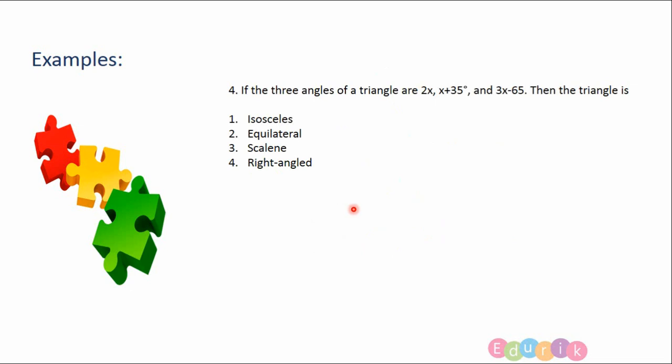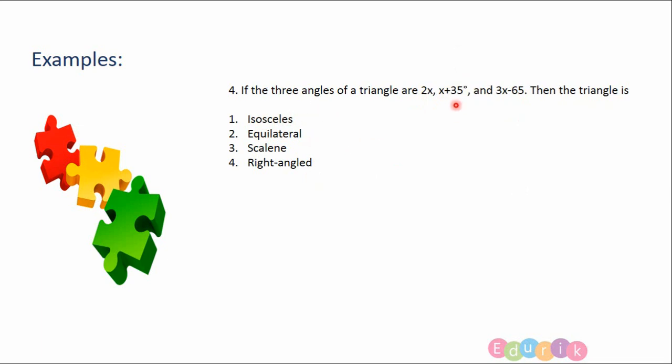Now we have another question here. If the three angles of a triangle are 2x, x plus 35 and 3x minus 35, then the triangle is isosceles, equilateral, scalene or the right angle triangle. The first thing is that we are not given the exact value of the angles. We have a variable x and we are given all the three angles in terms of this variable x. And the question is asking whether the triangle is isosceles, equilateral, scalene or right angled.